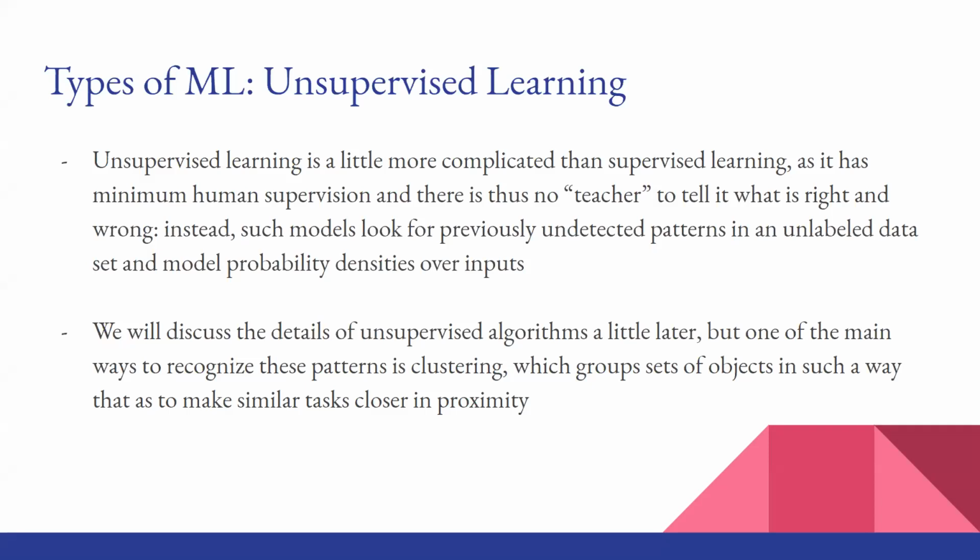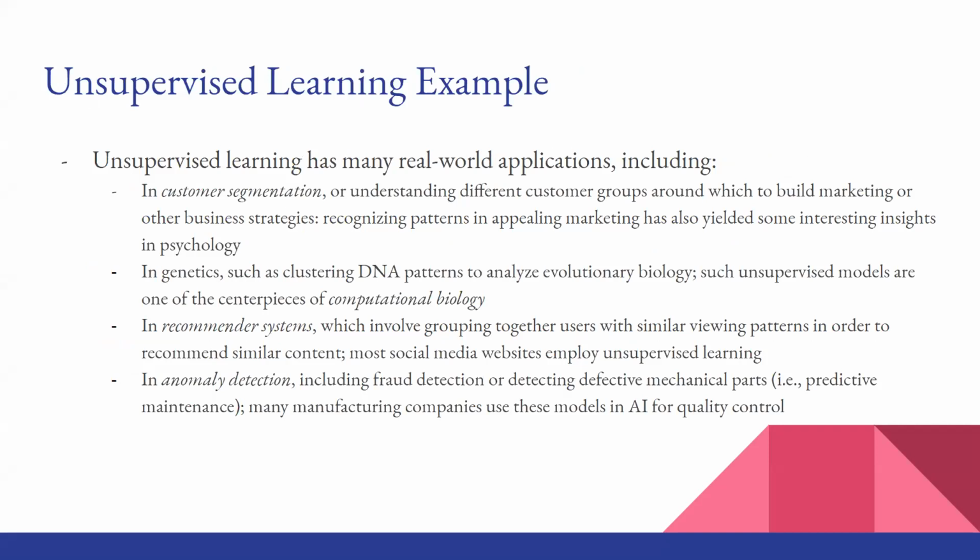So we will discuss the exact details of unsupervised algorithms a little later, but one of the main ways to recognize these patterns is clustering, which groups sets of objects in such a way as to make similar tasks closer in proximity. So it's like a more general type of k-nearest neighbors algorithm that's applicable when the training data isn't necessarily labeled. So it has many real-world applications. We'll talk about more applications later, but these include customer segmentation.